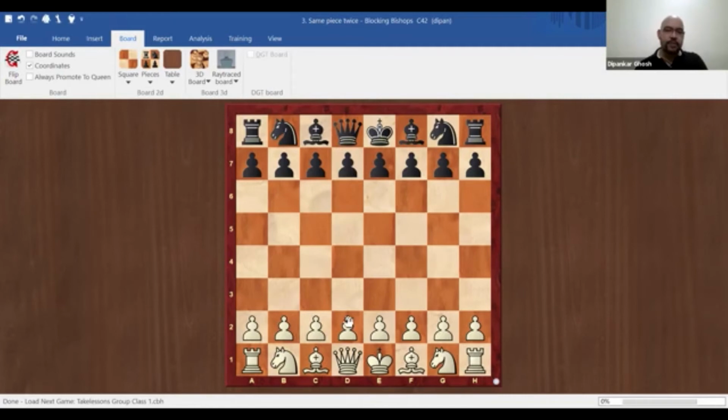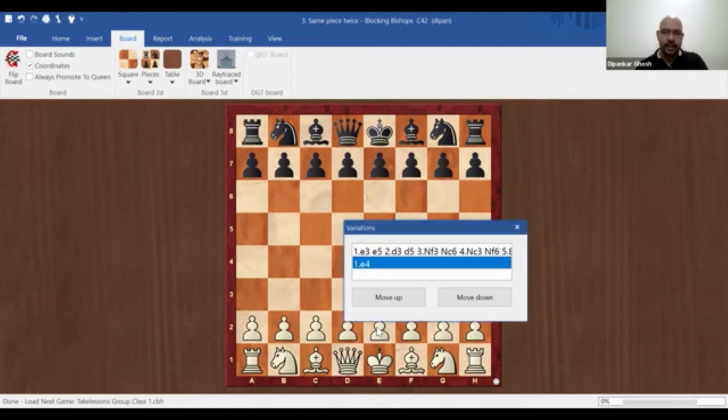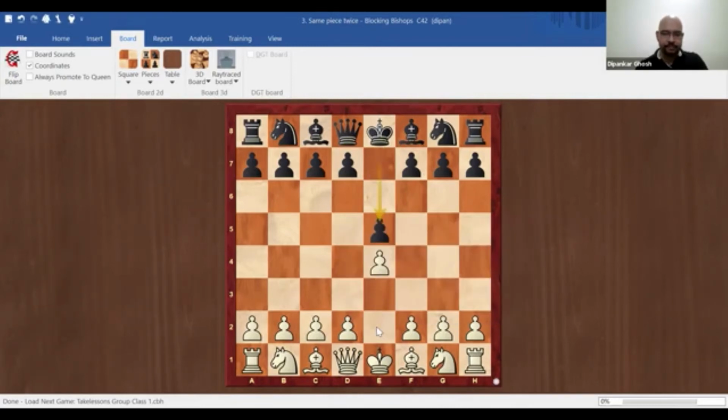So we should not be moving the same piece over and over again. Now let's see an example. So again, let's say white plays, we have seen this opening before, so I will not give too much commentary. Now, black played this move d6.